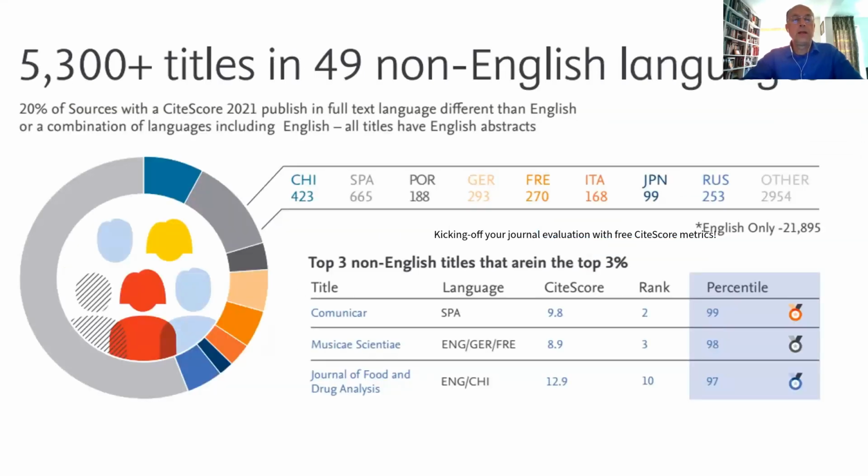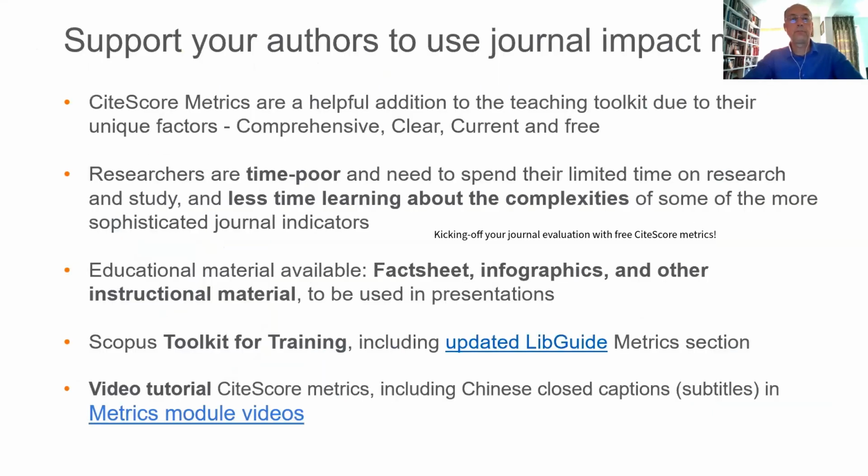Something not to forget, and again, I already mentioned it, is this relatively high number of titles from non-English-speaking countries, and therefore with their non-English language for full text. This is a little overview with the largest of them, going from Chinese via Spanish, Portuguese, German, French, Italian, Japanese, Russian, and other countries, with some of them also very high in their respective categories.